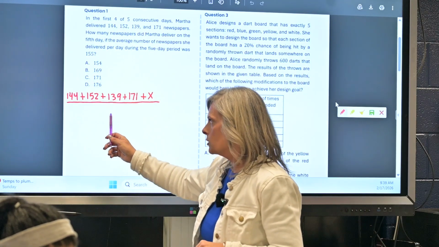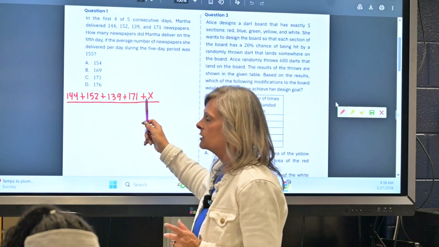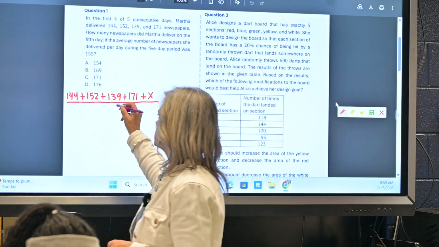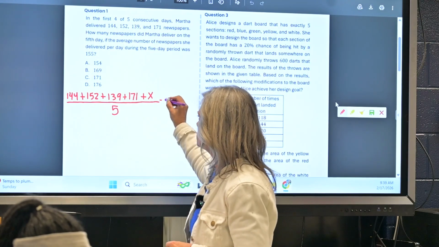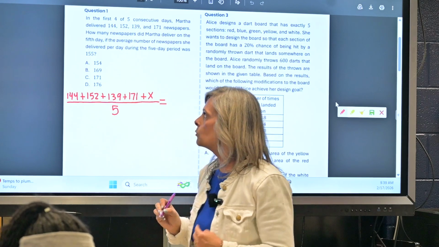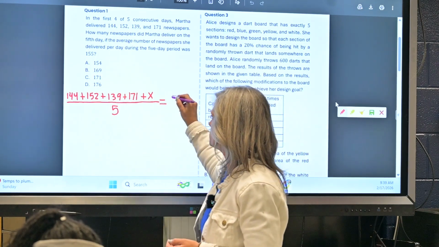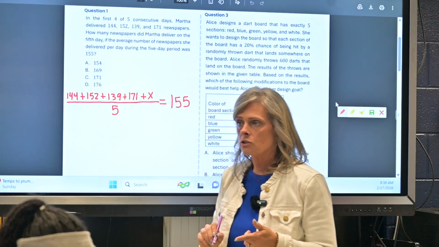On the bottom part of your fraction, or the denominator, we're going to add up how many numbers we have, including the X. So 1, 2, 3, 4, 5. So 5 goes underneath because this is an average problem. And then on the other side, we're going to put what they told us the average is supposed to be, which is 155.